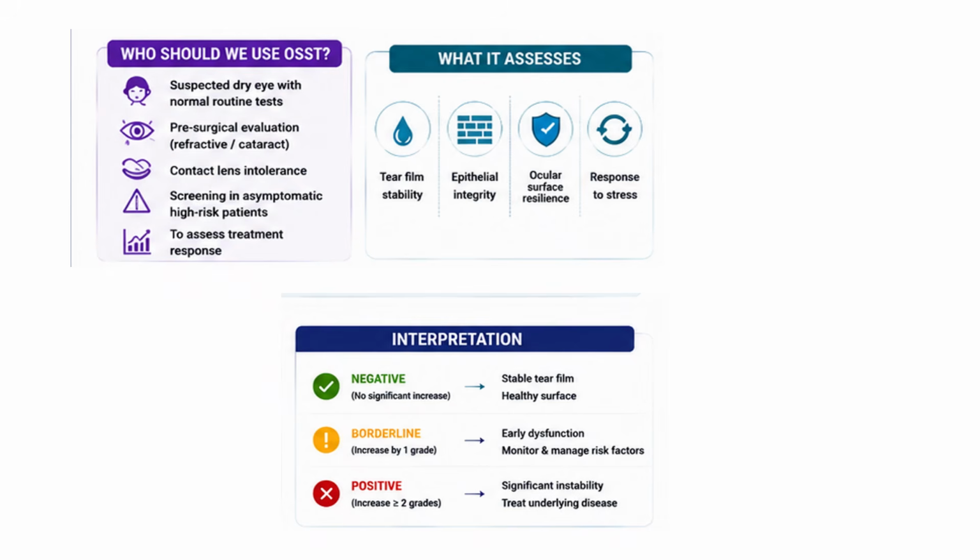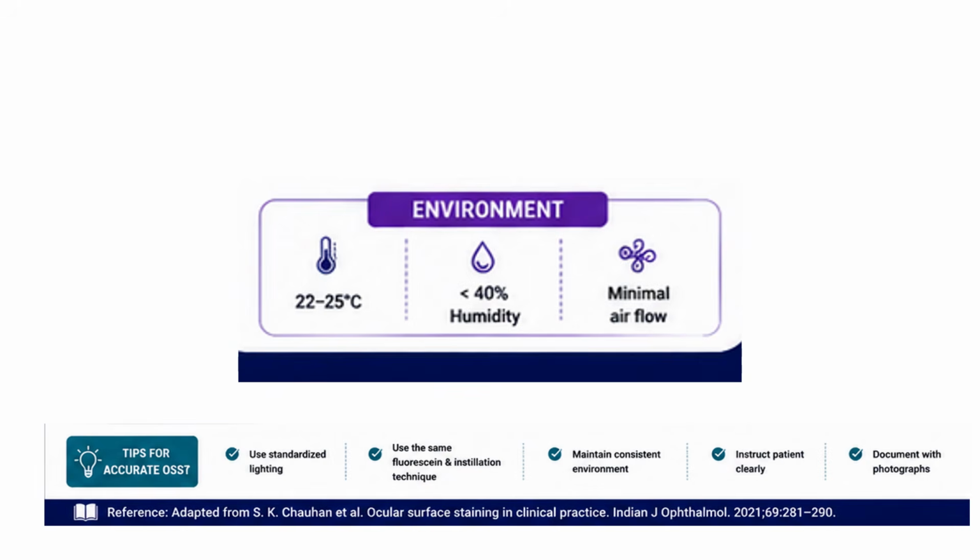The test is negative when there is a stable tear film, which means a healthy surface. It is positive when there is more than a 2 grade stain increase, which means significant instability, and then we are supposed to treat the underlying disease before taking up the patient for surgery. All these factors, like the environment, are very crucial in the ocular surface stress test.